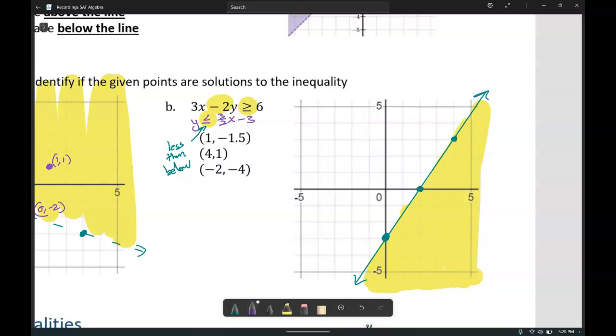We have the point 1, -1.5. So 1, -1.5 is located right about here. Now, that is on the line, just like in the last example, but our line is solid. That means all those points are included. So yes, this is a solution. Then we have the point 4, 1, which is within our shaded region. Yes, it is a solution. -2, -4 is a point outside of our shaded region, so no, it is not a solution.